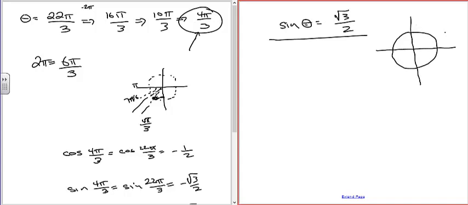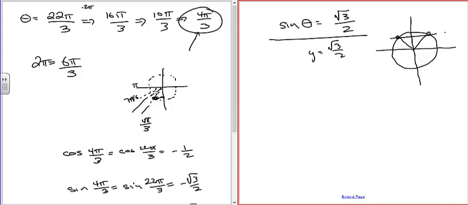So here's the sine of θ is the square root of 3 over 2. So y equals the square root of 3 over 2. The sine is equal to y. So here's a half. Here's something greater than a half. So if I draw a horizontal line, I'm going to get two situations. These two.